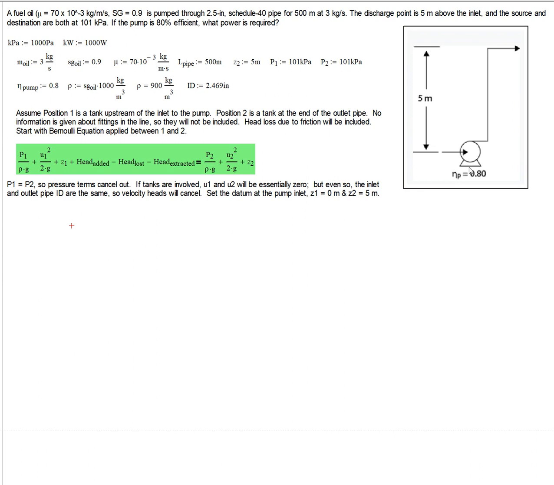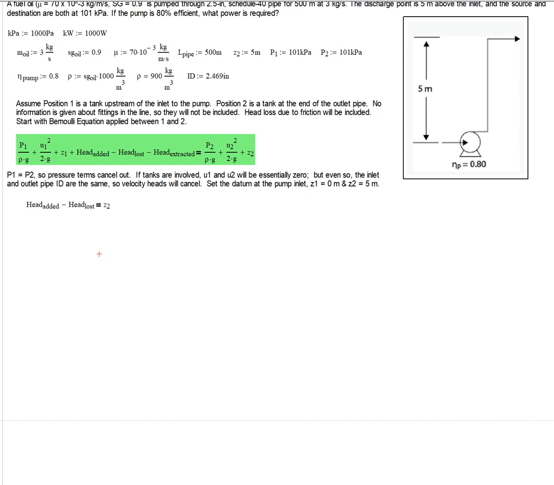And then we're going to set the datum at the pump level, and so our z1, assuming the inlet is the same height as the pump, is going to be 0, and our z2 is going to be 5 meters. We make those simplifications. The pressures and velocities cancel out. All we're left with is the head added by the pump, minus the head loss, equal to the elevation change. I forgot to mention, there's no head extractor, no turbine or expander, so we can neglect that.